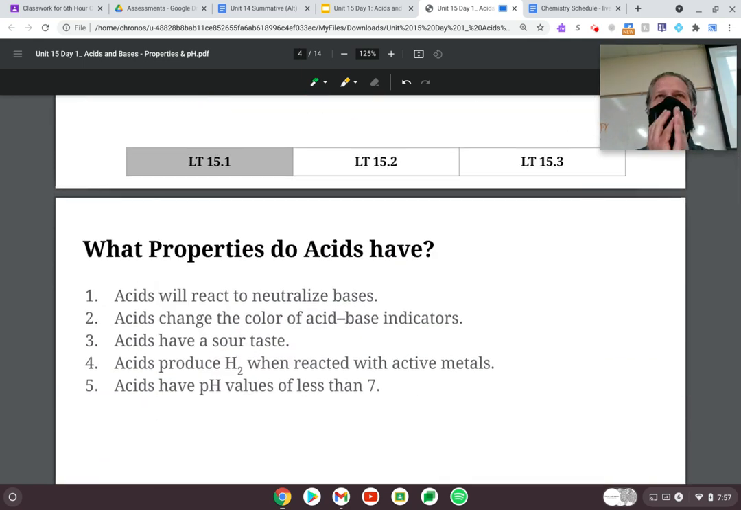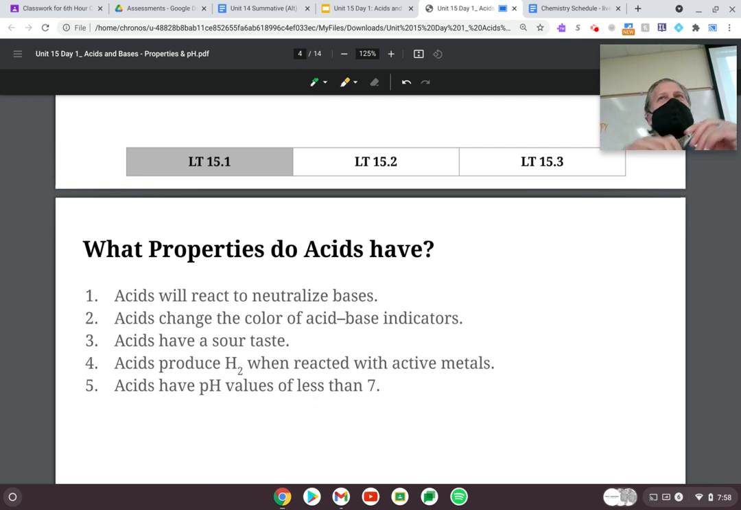And all acids have similar properties, or we can identify them. Acids will react to neutralize bases, is a property. So if you mix an acid and a base together in the appropriate amounts, you neutralize the base, and we'll talk about what that means in a second. And the acid itself also becomes neutralized. Acids will change the color of acid-base indicators. What that means is that we have a substance that we can put into a solution that will maybe start out as clear, and as you add acid to it, it will change color. Or the substance will start out as a color, and as you add acid to it, it will change into another color. So that's what acid-base indicators are.